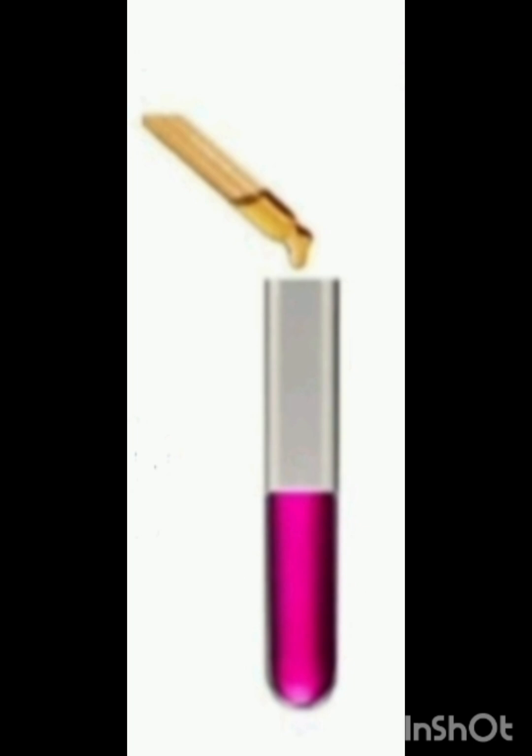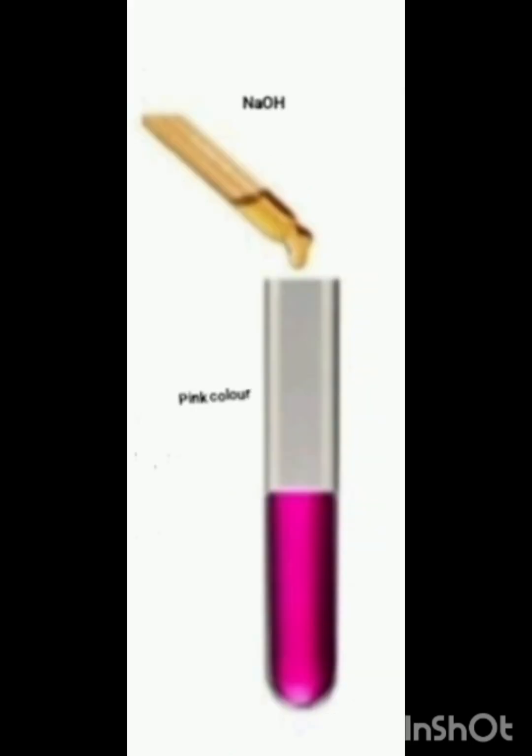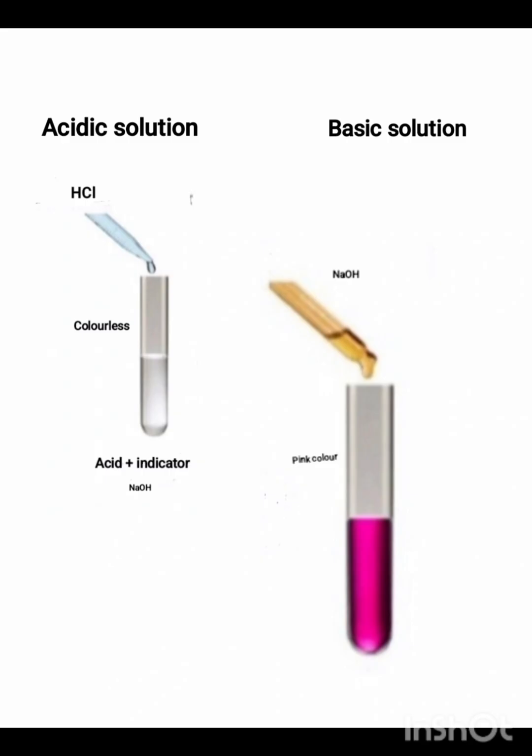Okay. Now add one more drop of dilute hydrochloric acid. What do you observe? The solution again becomes colorless. Okay. Again add 1 drop of sodium hydroxide solution. Is there any change in color? The solution again becomes pink in color. It is evident that when the solution is basic, phenolphthalein gives a pink color. On the other hand, when the solution is acidic, it remains colorless.